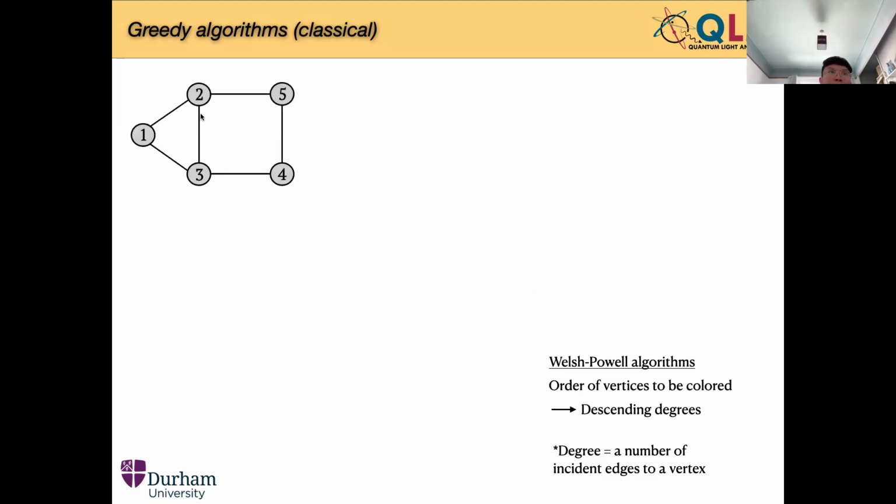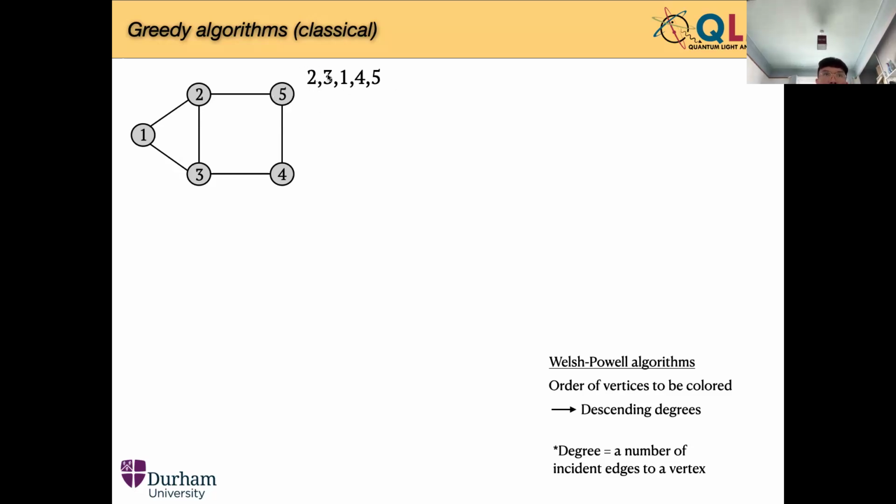For example, in this graph, you can see that vertex 2 has 3 edges, so we say that vertex 2 has degree 3. Vertex 3 has degree 3 as well. But vertex 1, vertex 5, and vertex 4 only have degree 2. So if we arrange them in order, it will be 2, 3, 1, 4, 5. 1, 4, 5 have the same degree, so we can swap them however we like. It's totally fine, so I just put 1, 4, 5 here.